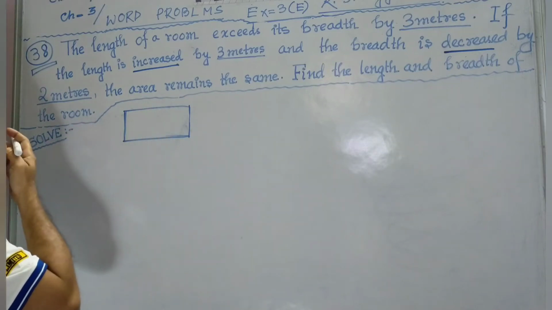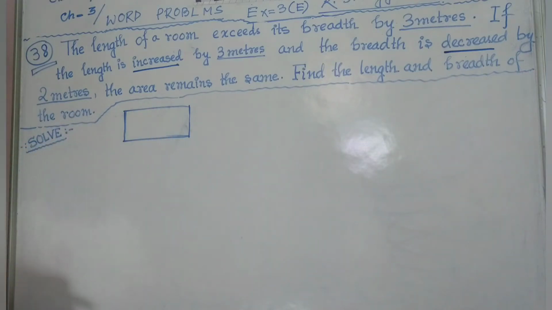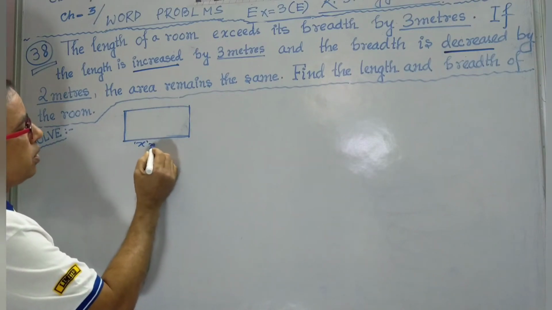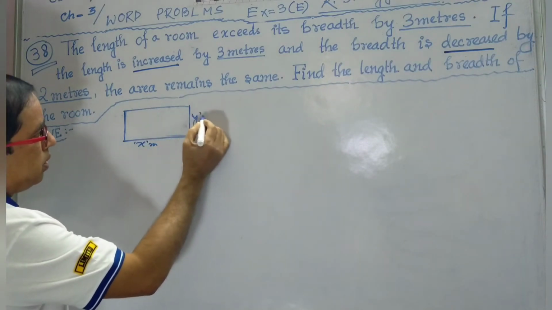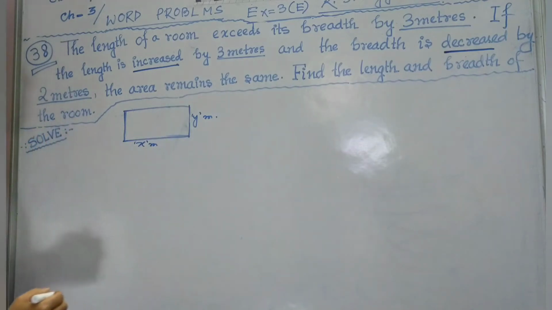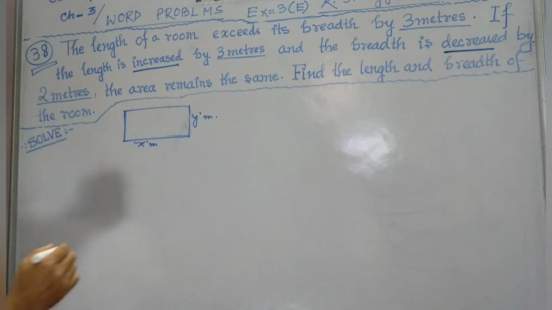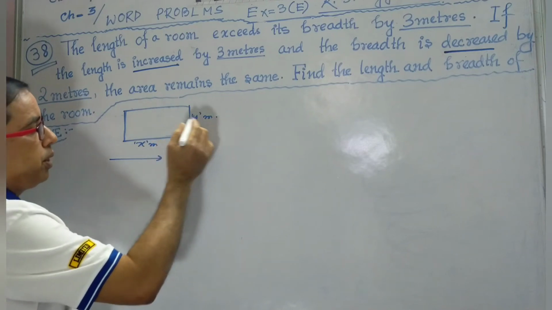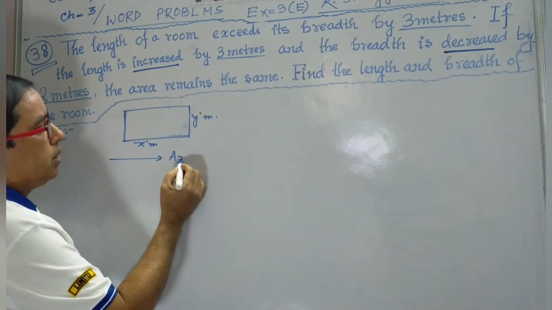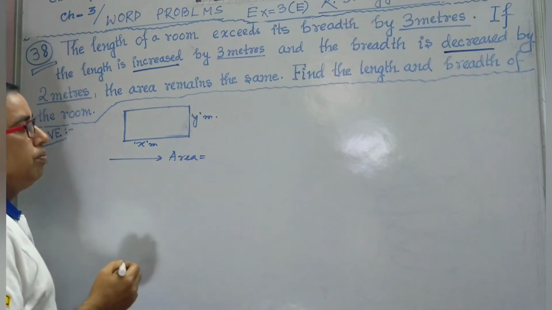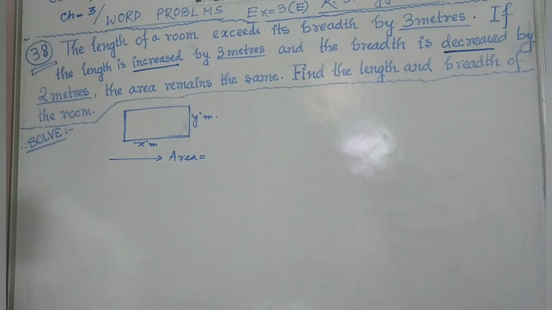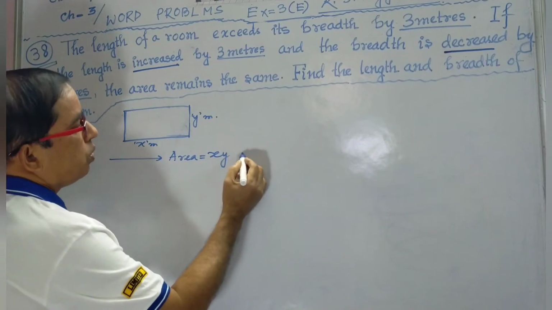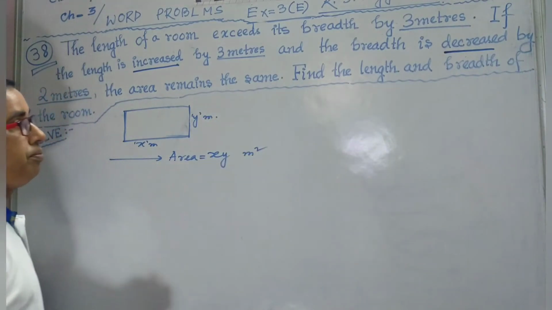Suppose this is the shape of the floor of the room and the length is taken as x meter and breadth is taken as y meter. So what is the first condition? Now at first tell me, if the length be x meter and breadth be y meter, then what is the area? You know, area of a rectangle is length into breadth. So it will be xy square meter.